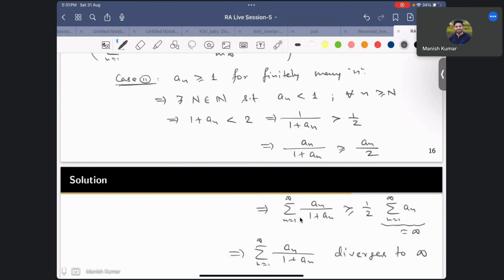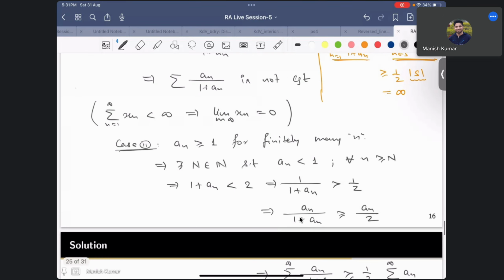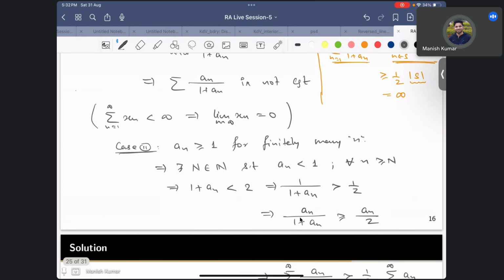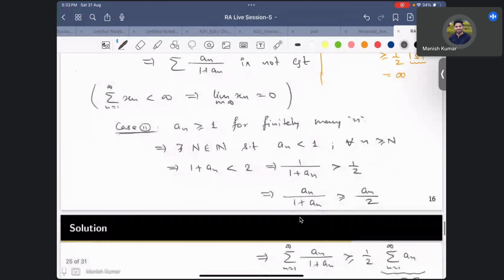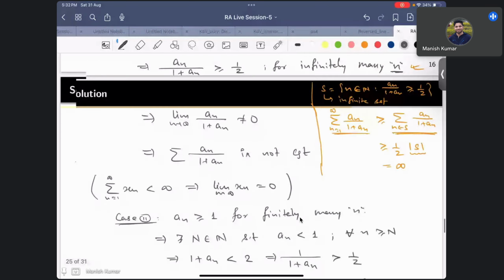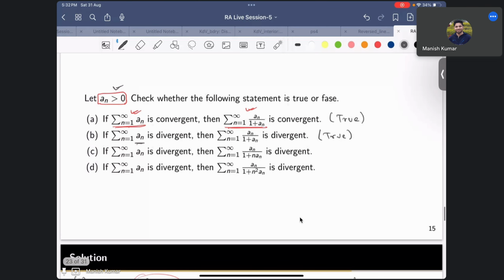Is this clear? See, this is a much stronger assumption that I've taken here, that all the terms are greater than or equal to 1. But this is the more natural one, that an can be less than 1 also for infinitely many n's. And this is where we need to use the fact that summation an is infinity, or summation an is divergent. So these two cases we have done. Now, is this clear, like the first two statements?